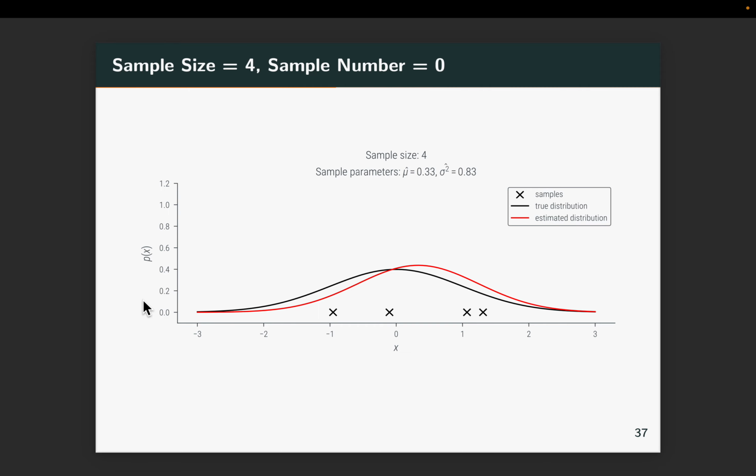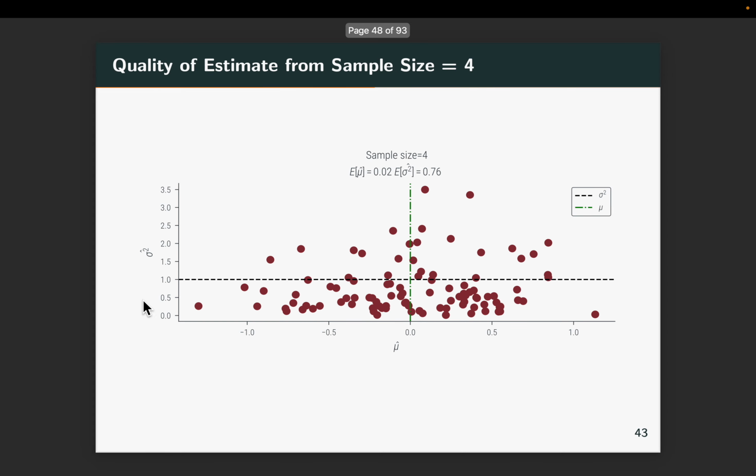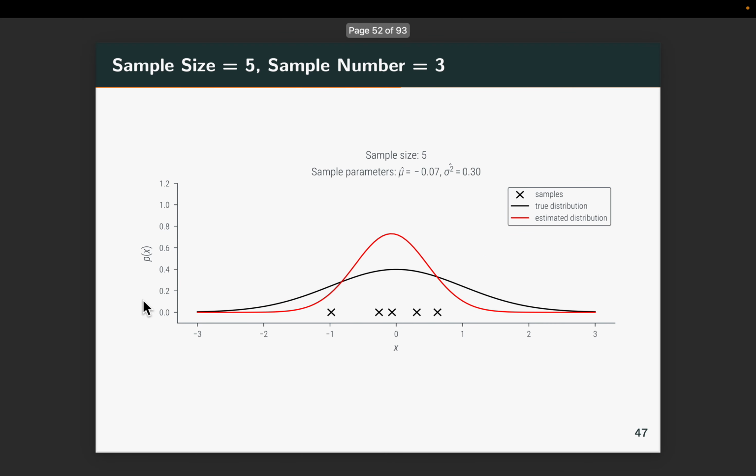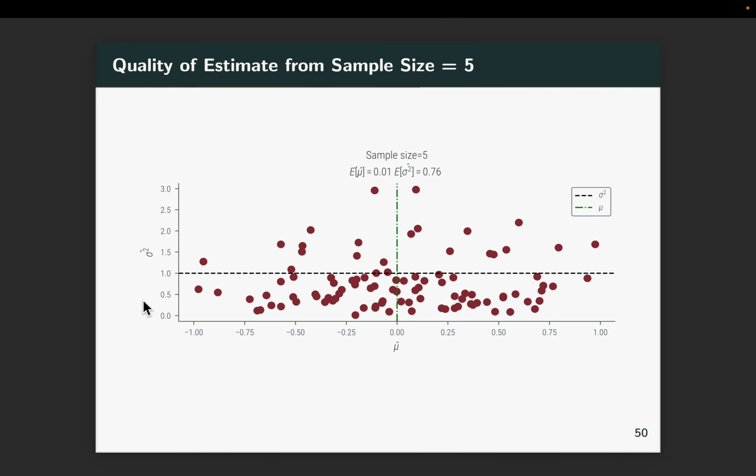If we do the same thing for sample size equal to 4, you'll notice that again we have some mu hat, some sigma square hat. I'll directly go to the main plot. What do you notice? The expected value of mu hat is still fairly good, very close to 0. The expected value of sigma square hat is now much better. It's closer to 1, which was the true value. Let me do the same for sample size equal to 5. What do you now observe? The expected value of sigma square is getting better, closer to 1, whereas the expected value of mu hat is largely remaining unchanged.